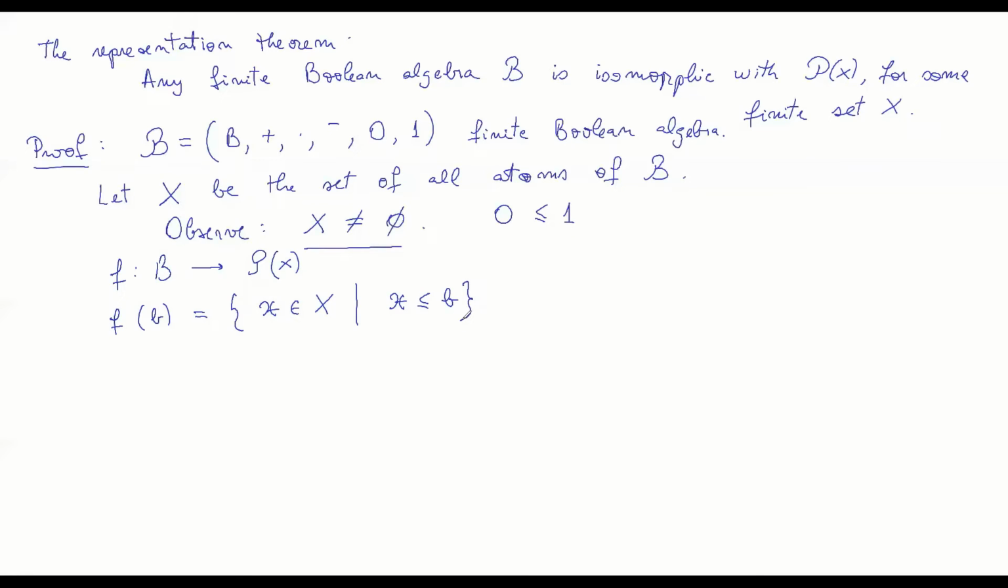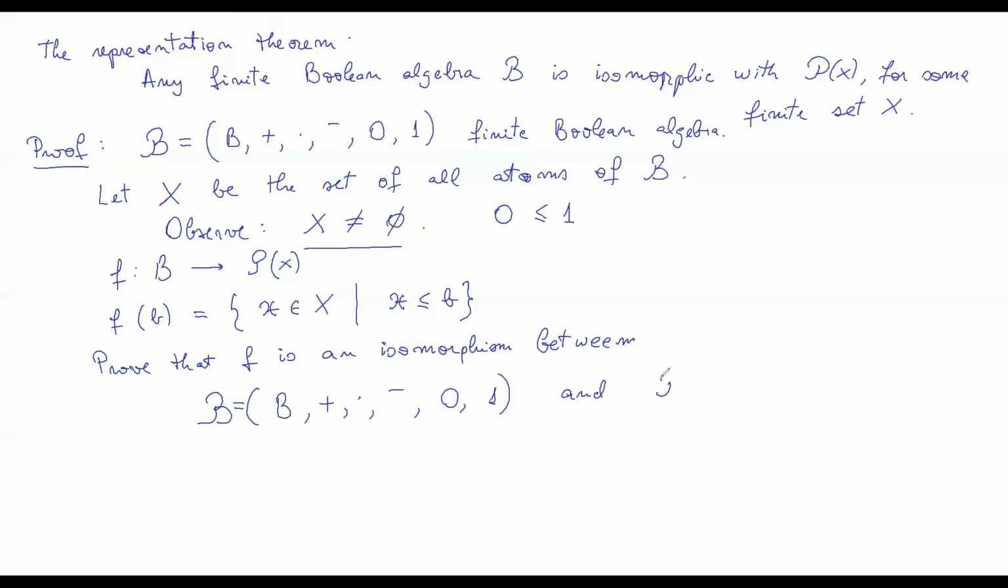So we will show, so prove, that f is an isomorphism between this Boolean algebra and this Boolean algebra that has union as addition, intersection as multiplication, complement as the unary operator, the empty set as the zero element, and X as the unit element. So we will have to show that the addition on B is mapped well into a union, the multiplication is mapped well into the intersection, and so on. So we will prove these properties one by one.